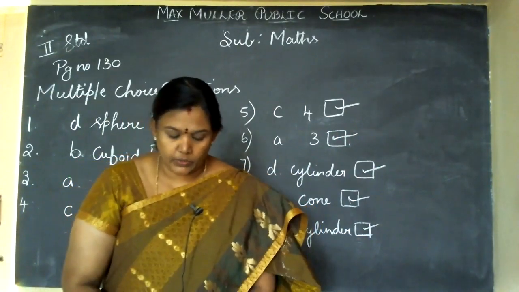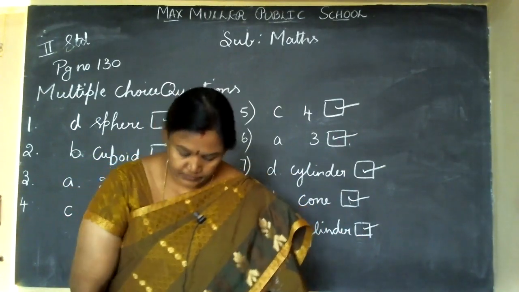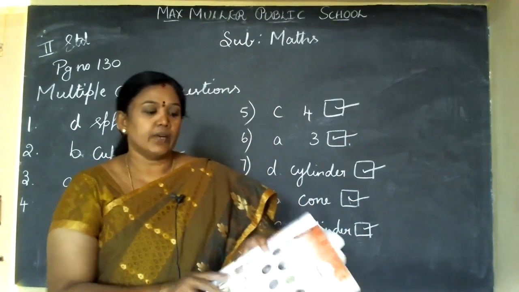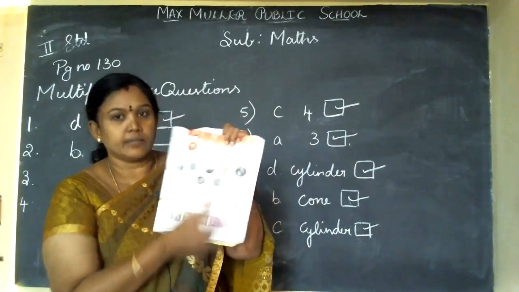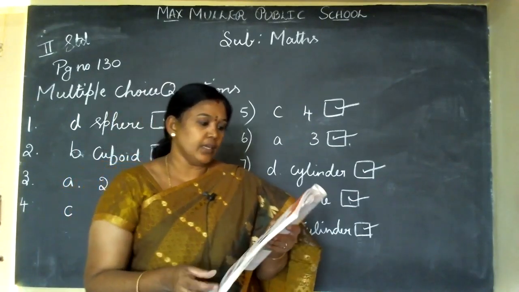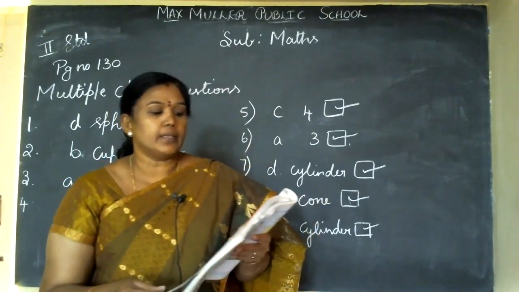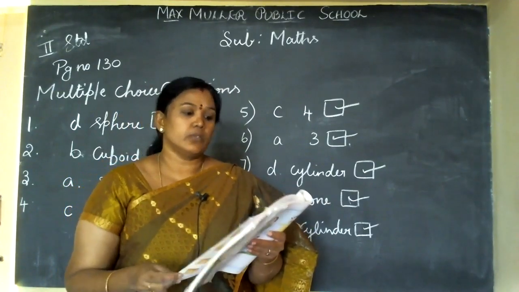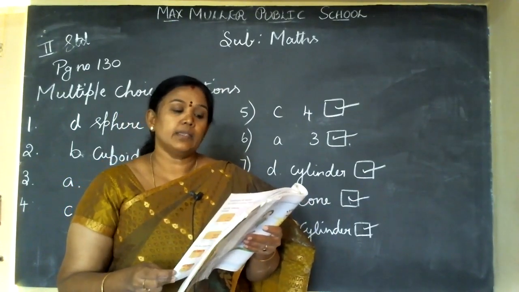132. 132 is money. Sorry, children, 133. See, 133, money. Already I gave notes in the class 1, money only. We use money to buy things from the market. When we go to market, no children, that time we will use money. Then only we will buy the things.